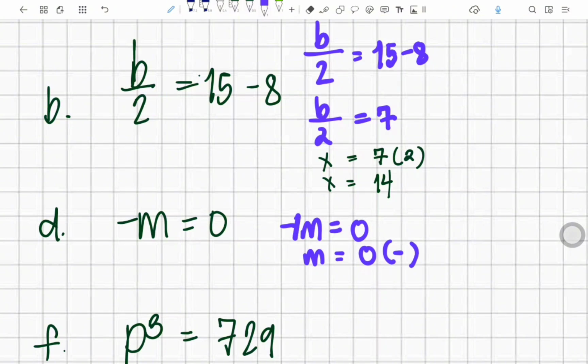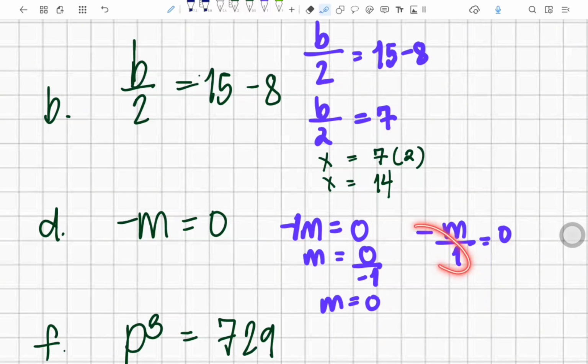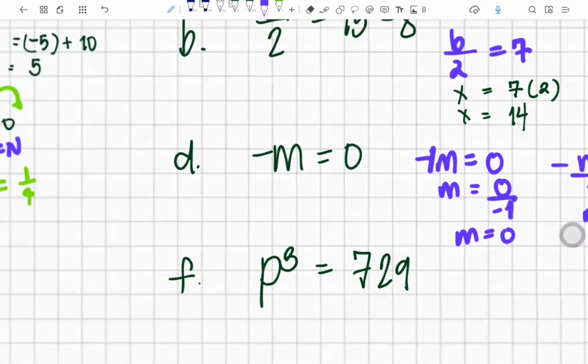Okay, so that is multiply, we move it, it becomes divide, negative 1, still m equals 0. But similarly, that is also m over 1 is equal to 0. We need to move the negative 1 to the other side. So this will be m is equal to 0 multiplied by negative 1. Still m is equal to 0.